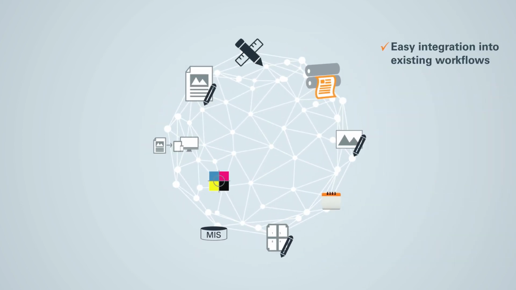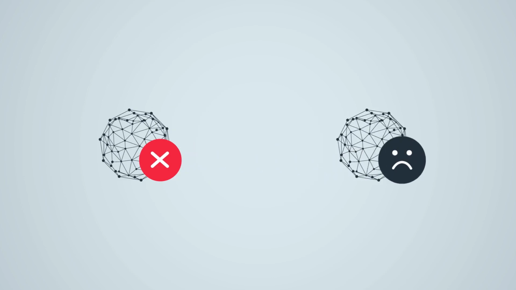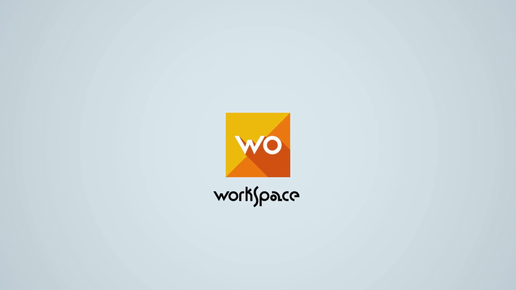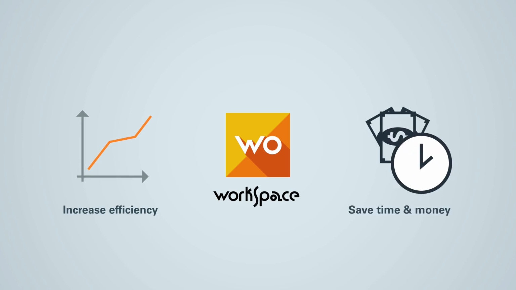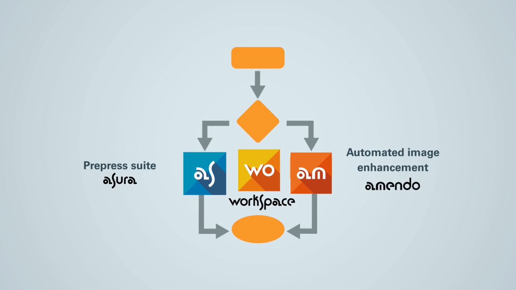Workspace can be easily integrated into your existing workflow, automating tasks that are still manual, or adding checkpoints for approval workflows. If you don't have a workflow solution yet, or if you're not satisfied with your existing one, use Workspace. OneVision Workspace is a solution that will increase your efficiency by saving you time and money. It is included in our prepress suite Asura and our image enhancement solution Amendo.